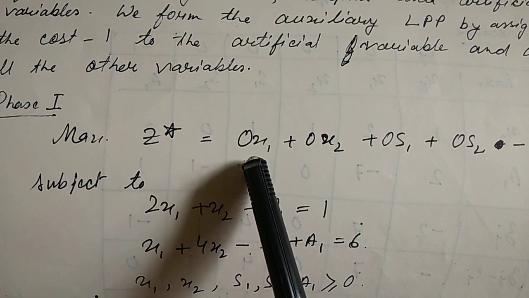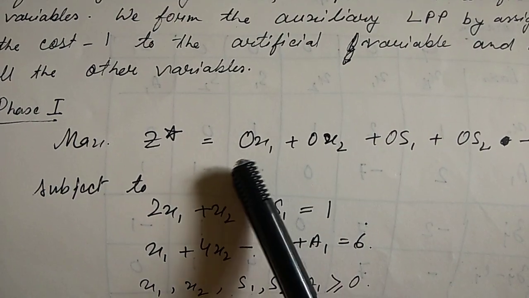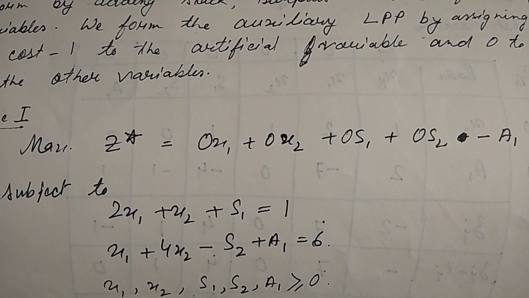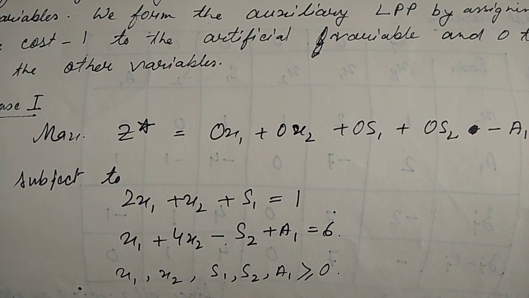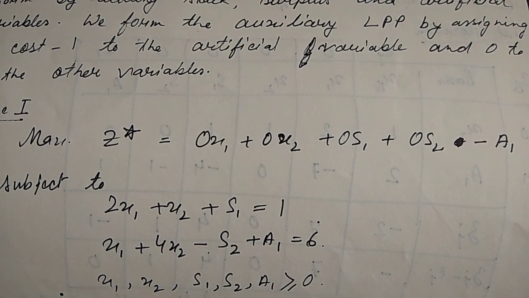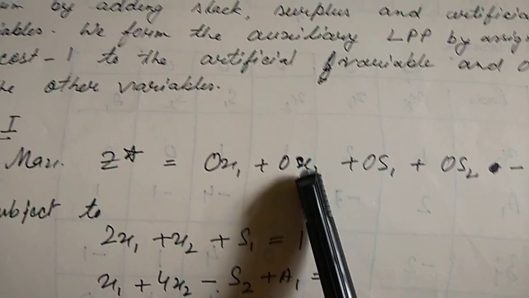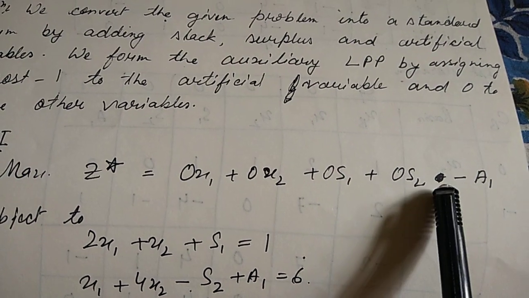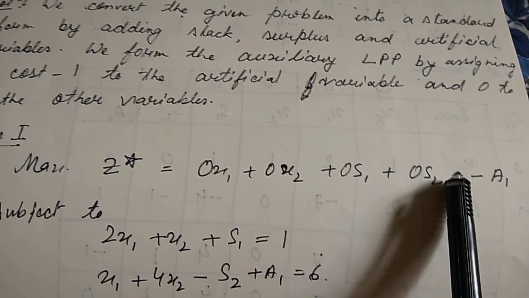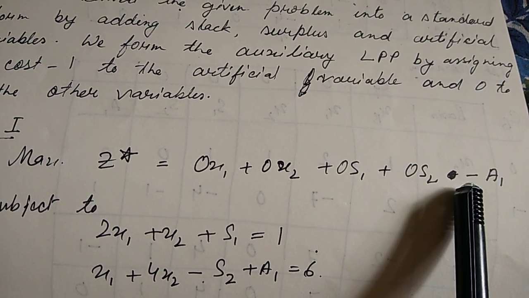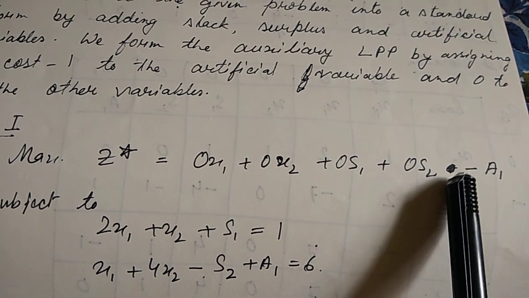How will we write it here in phase 1? First we will assign 0 to all the variables other than the artificial variable. So we will have 0x1 plus 0x2 plus 0s1 plus 0s2 minus a1. We don't put 0 as the coefficient of the artificial variable. We put a -1. The 1 we may not write, so we write minus a1.